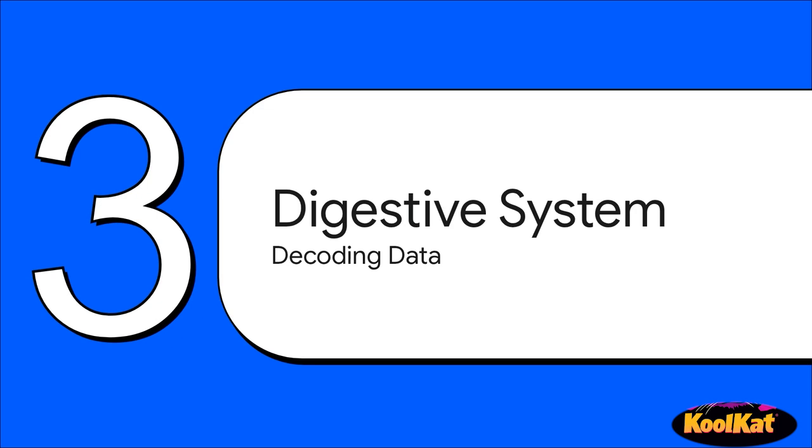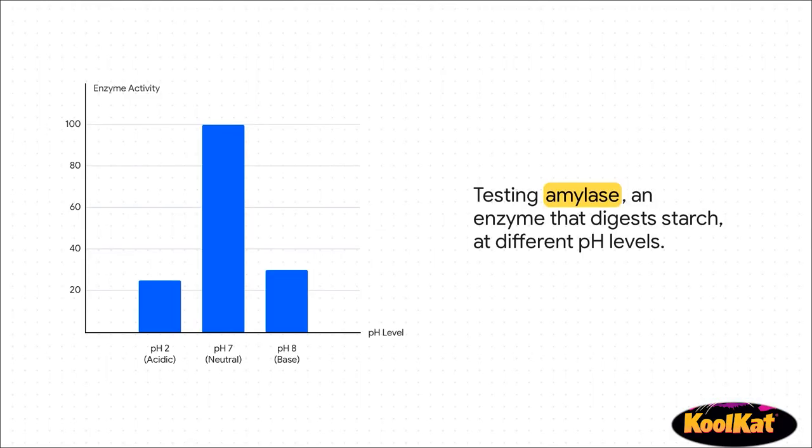All right, on to system number 3, the digestive system. Now with this topic, the GED often shifts its focus from reading passages to making you interpret data, like from graphs and charts. So let's take a look at this chart. We're testing an enzyme called amylase, which is what helps you digest carbs. Along the bottom, you can see the pH level. That's just a measure of acidity. And going up the side, we have the enzyme activity.